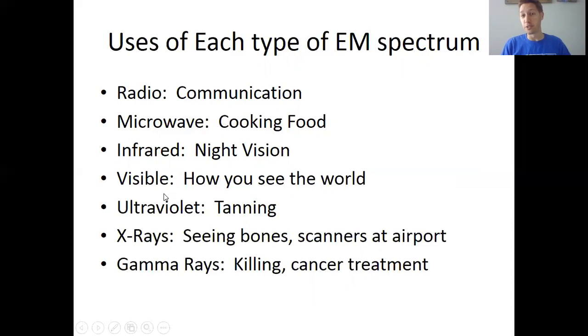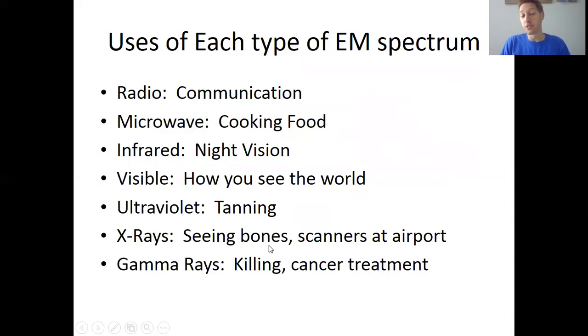Again, visible light is how we see the world. Ultraviolet, I have tanning on here, but ultraviolet can also disinfect or sterilize an area. So for example, if I want to clean off some goggles from anything that might be on them that's actually growing, like bacteria, or keep them safe, I could just put them in a cabinet with some ultraviolet light and it would just disinfect the surface. Because ultraviolet can kill things.